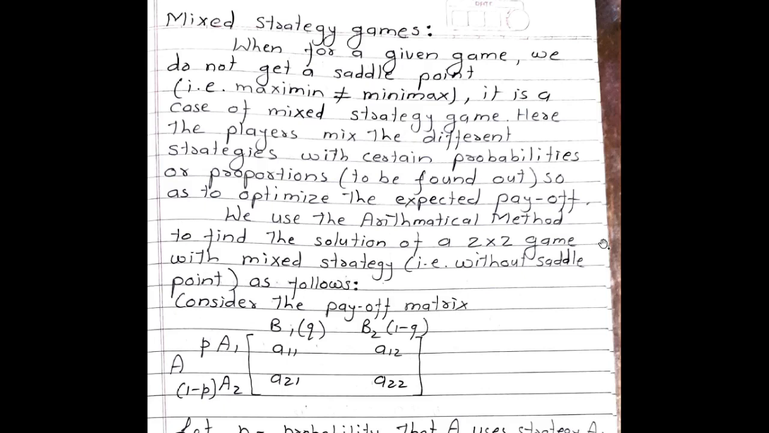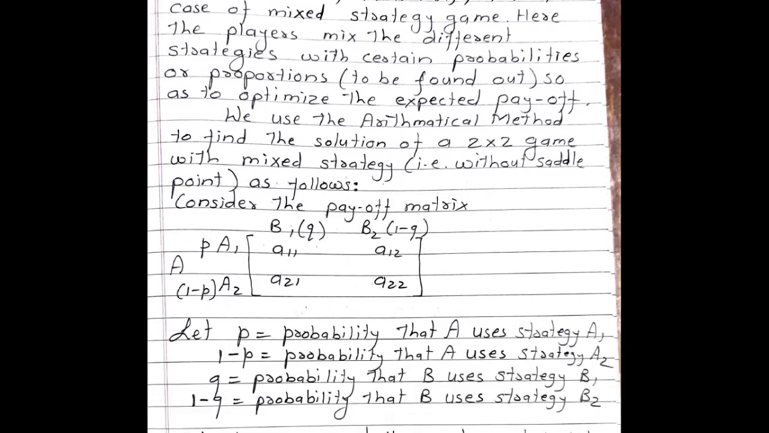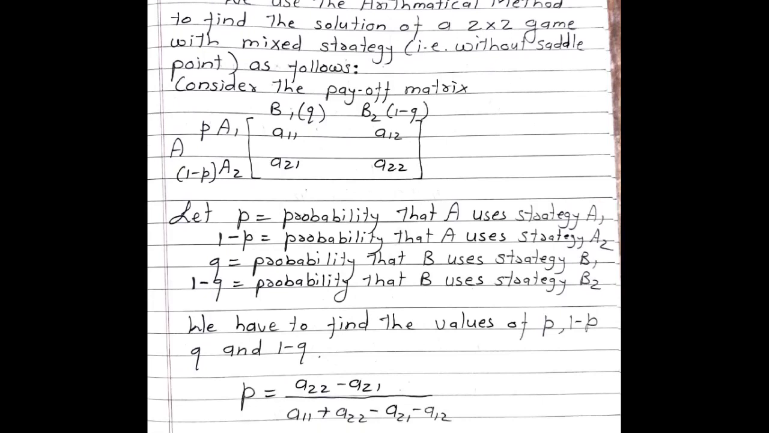Consider the payoff matrix. There are 2 rows and 2 columns, hence it is called as 2x2 matrix. For player A, there are 2 strategies A1, A2. Player B, there are 2 strategies B1, B2. And the elements are given as A11, A12, A21, A22. Now we will assume that player A will adopt strategy A1 with probability P and strategy A2 with probability 1 minus P. Similarly, player B will adopt strategy B1 with probability Q and strategy B2 with probability 1 minus Q.